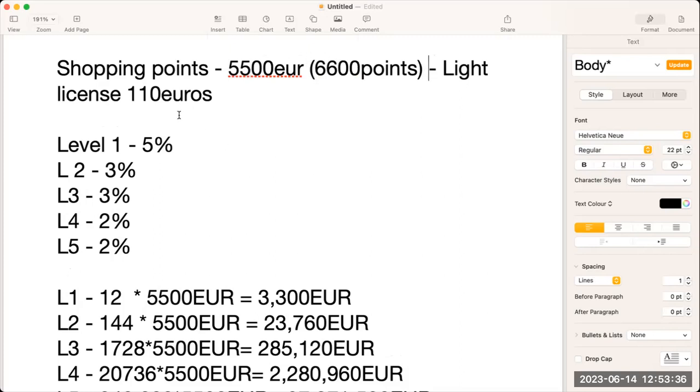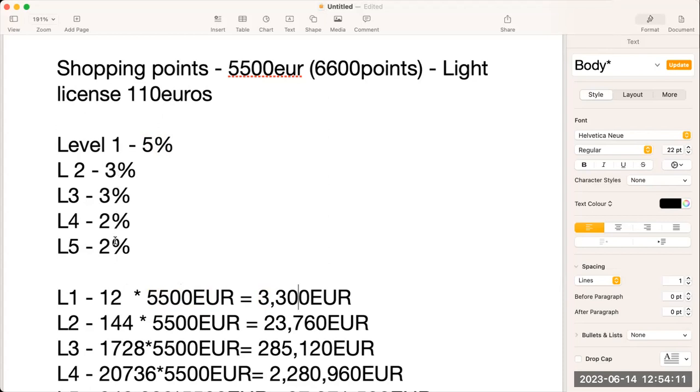Now, if you have 12 persons on your level one, and let's say within the course of 3 months or more or less, they are able to utilize their 5,500 euro limit. You multiply 5,500 euro by 12, your direct downline, you would have earned 5%. Level one is 5%. You earn 5% commission, which is 3,300 euros. Now, when your 12 bring their 12, that will take you to level two. Level two, you get 3%.